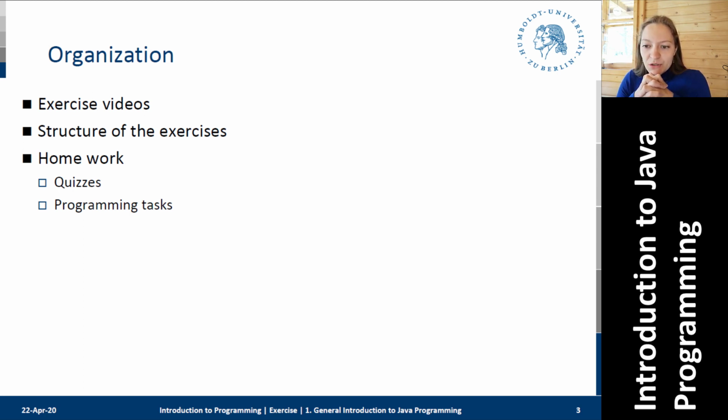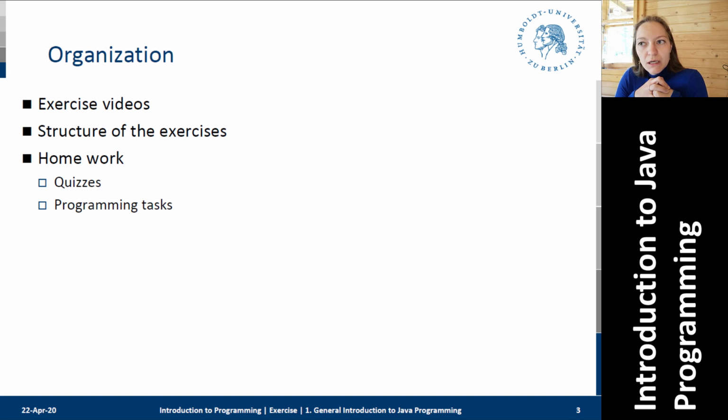Okay, so the structure of the exercises. Every exercise I will start by showing you the big picture, and we will come to this point in a second. Then we will go through lecture materials, applying the principle of learning by doing. So you will apply theoretical concepts in the programming environment, and I will help you with this goal. And at the end, there will be homework.